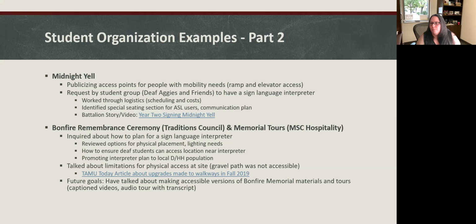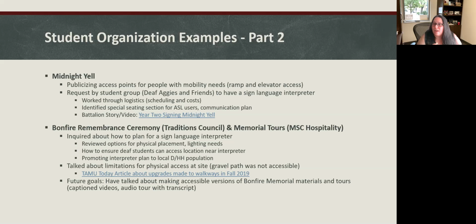An article was done in the battalion last year, the second year of them, about how they did it in the logistics, and it seems to be very useful and accommodating. We've also consulted with the people who coordinate the Bonfire Remembrance Ceremony and the memorial tours about the Bonfire Memorial.